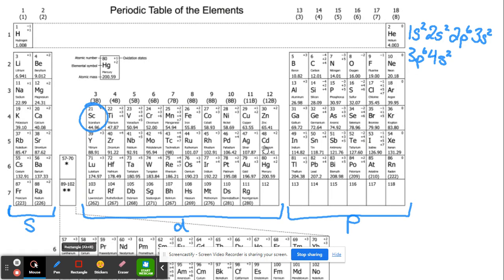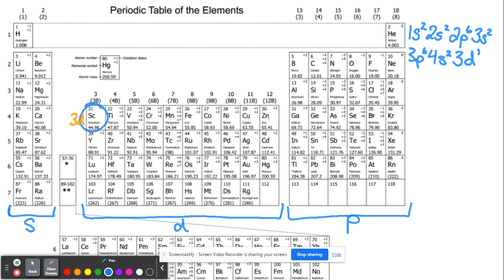This row right here, this little chunk, this block, is where our 3D orbitals are, shown in the periodic table. So scandium has 1 electron in 3D. Okay, let's move on to making the orbital diagram for scandium.